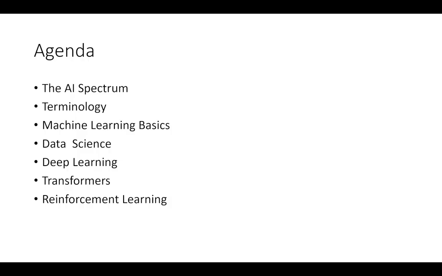Okay, so in this first AI 101 talk, this is the agenda. We'll first look at the AI spectrum, what it entails, what it covers, and what it is not. Then we'll look at a little bit of terminology within AI. Some of the concepts that we'll go through will be the machine learning basics, data science as we know it, deep learning, transformers, and reinforcement learning, which is kind of the new upcoming area within AI. Okay, so let's get started.